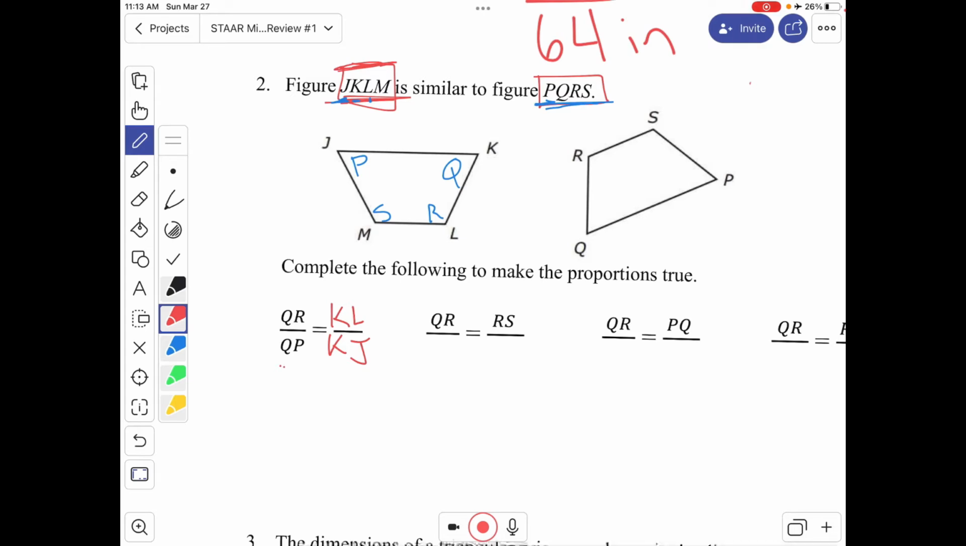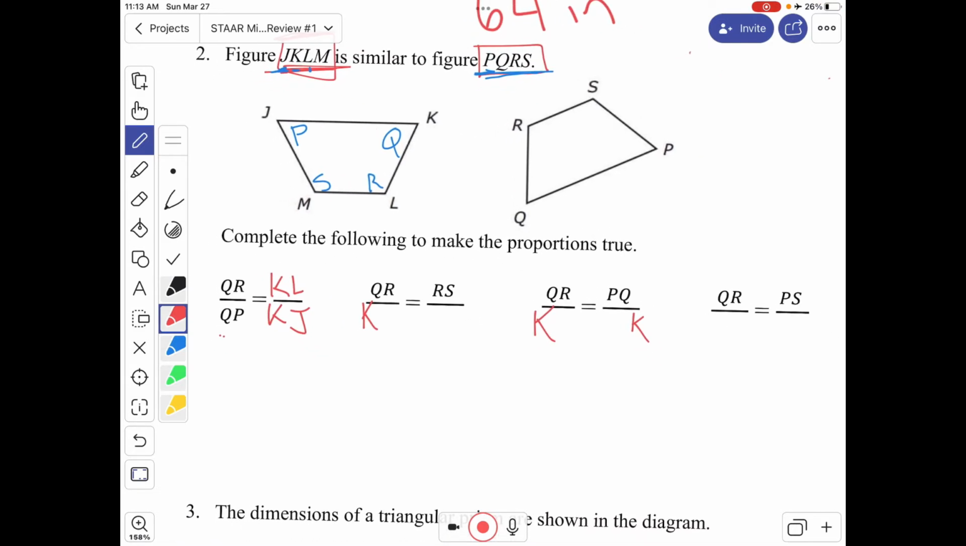So everywhere there's a Q, K has to go with the Q. Everywhere there's an R, L has to line up with it. And where there's an S, that goes with M. And P goes with J. All you did was really match up the letters.